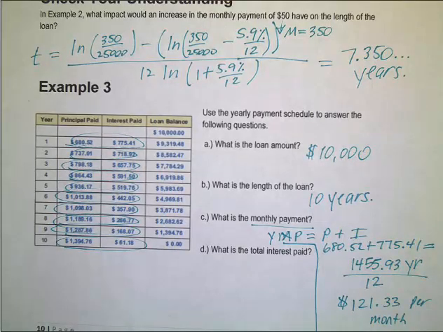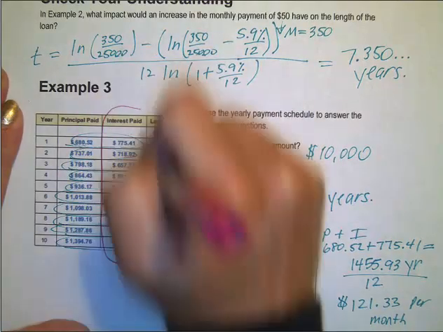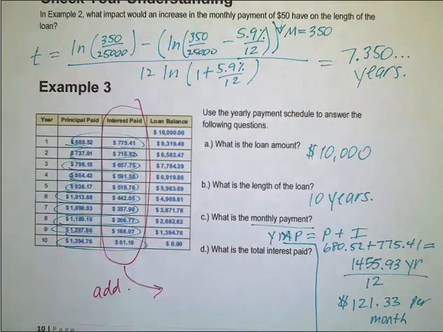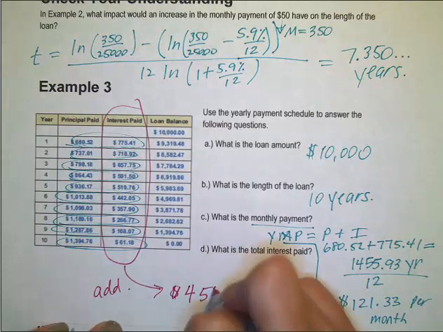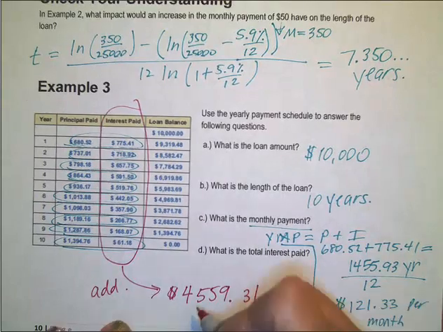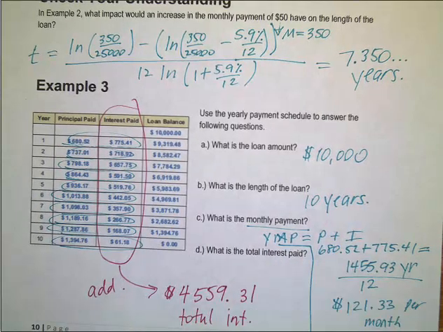So what is your total interest paid? I'm going to grab a different color. So your interest paid is right here. So we have to add it up. There's no easy way to figure it out using this table. So go ahead, pause the video, and add it all up. You should get $4,559.31 in total interest, or sometimes they call it that finance charge.